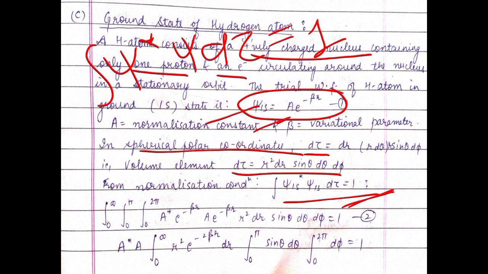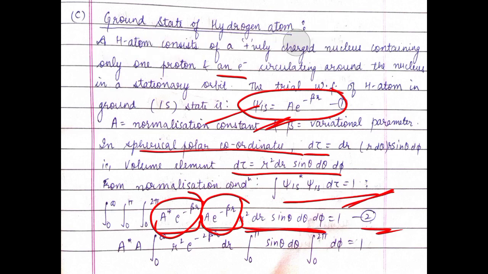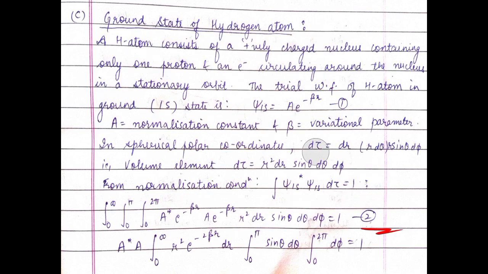This psi does not contain any iota term, so psi 1s star and psi 1s will be equal. So we get this equation number 2. This part is psi, this is psi star, and this is the volume element, which is r squared dr sine theta d theta d phi, and we put this integral equal to 1 according to the normalization condition. Now we separate out the r term and the theta and phi terms, so we get this equation.